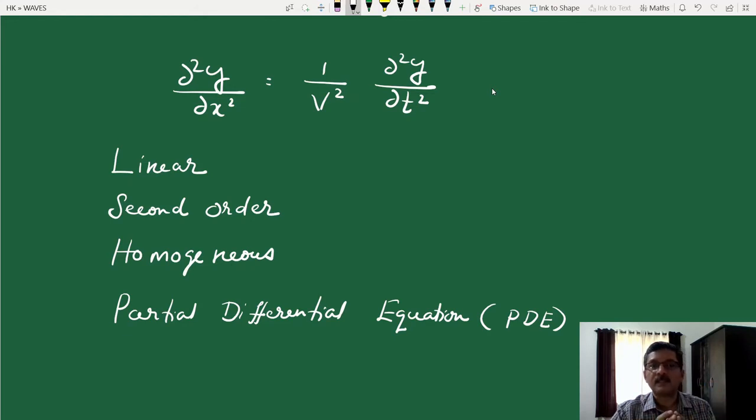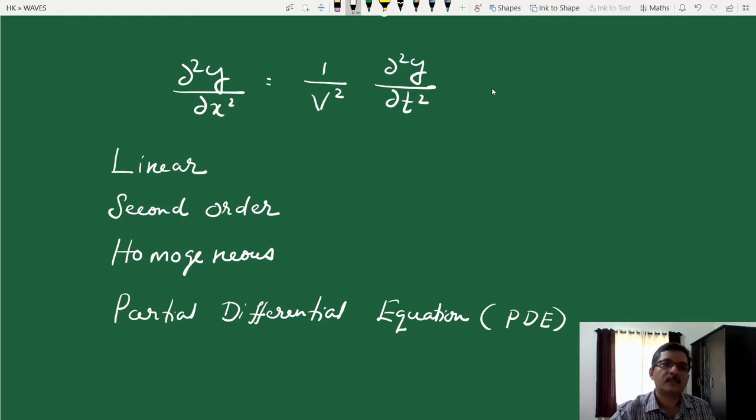And the second term, the term on the right side, is 1 by v square dou square y by dou t square. The power is 1. So we can say that the power of each term here is 1. This is why it's called a linear differential equation. I should say the power of each term containing the unknown function is 1. That's it.